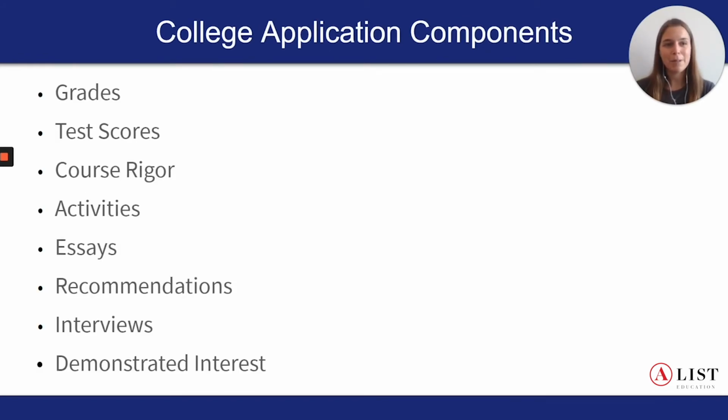These are the different components of the college application. The most important factor will always be the student's grades. Some schools might consider test scores, the ACT or the SAT. They'll look at the rigor of the student's curriculum. They'll assess the extracurricular activities, any essays, teacher recommendations, and a counselor recommendation, and sometimes optional interviews and demonstrated interest. We're going to talk about all of these today.